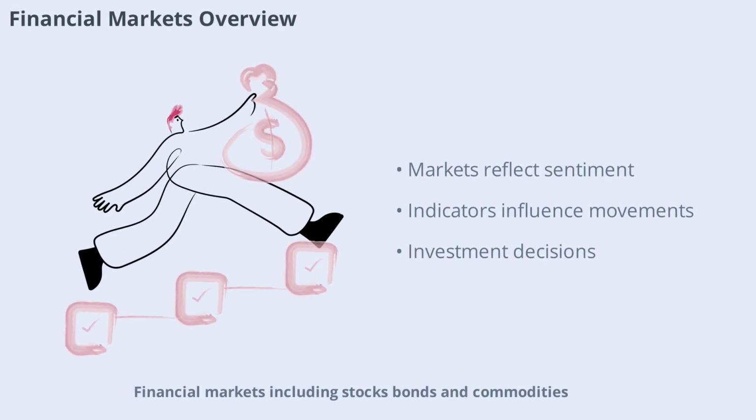Financial markets, including stocks, bonds, and commodities, reflect economic trends and investor sentiment. Market movements are influenced by economic indicators, global events, and policy changes. Understanding financial markets helps us make informed investment decisions and anticipate economic shifts.